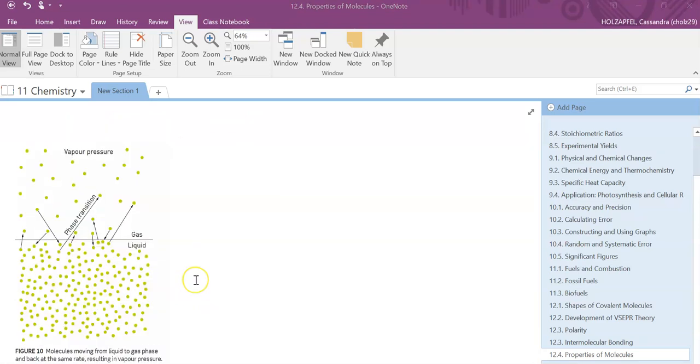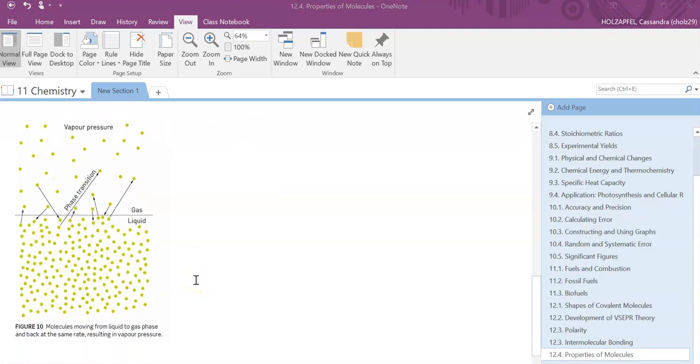The next thing we're going to talk about today is vapor pressure, and vapor pressure is very closely related to these molecular forces as well, because vapor pressure really is this idea that things are constantly evaporating, right?